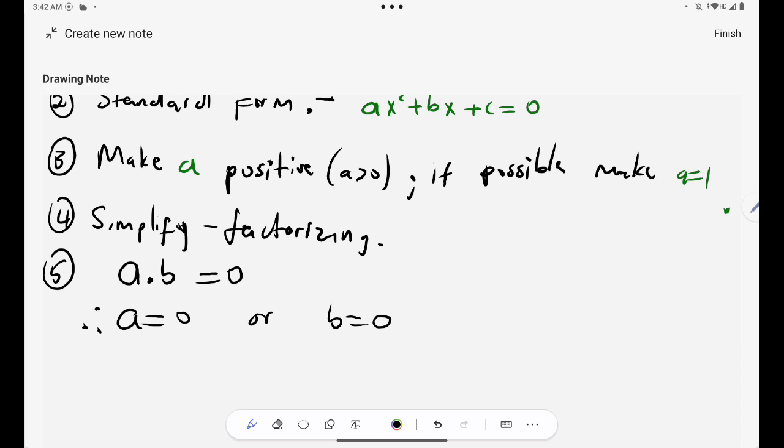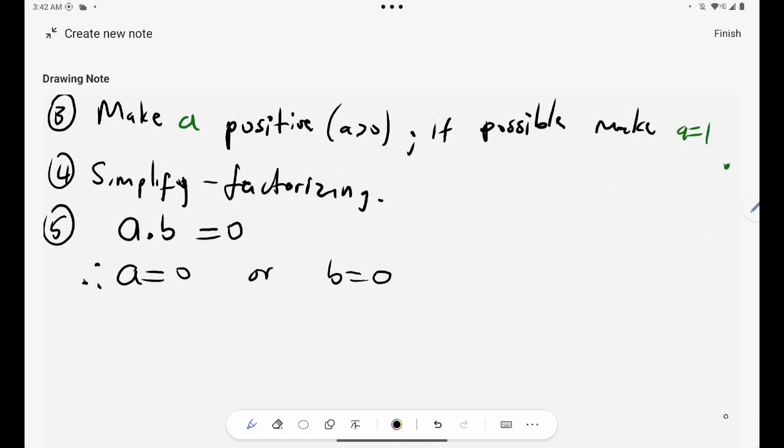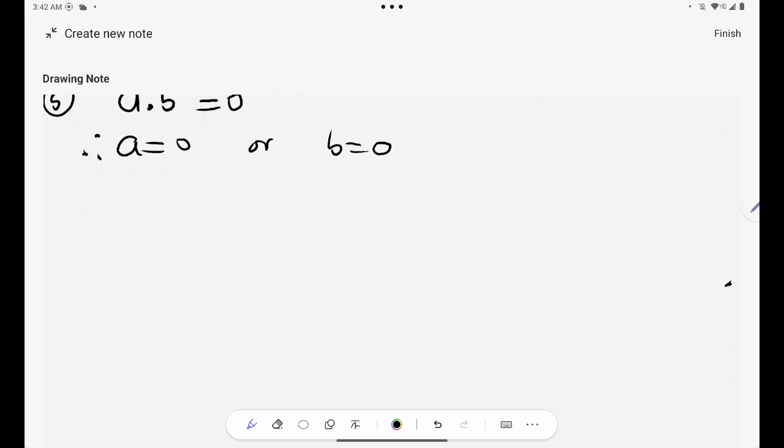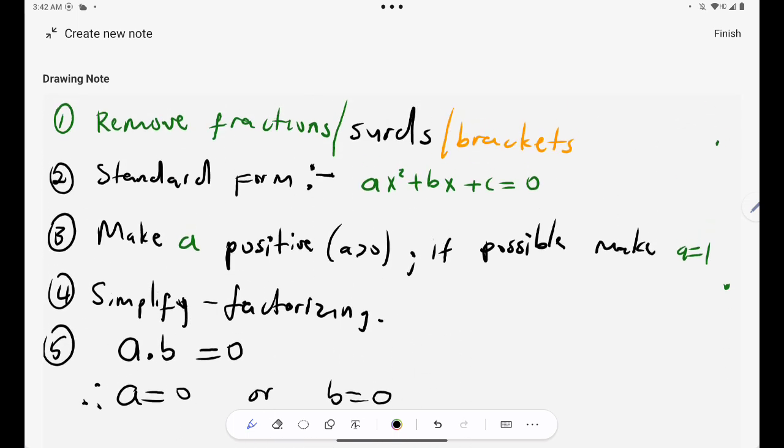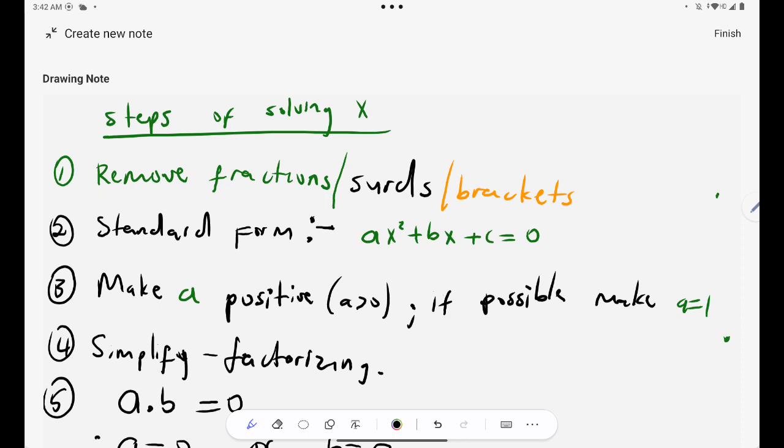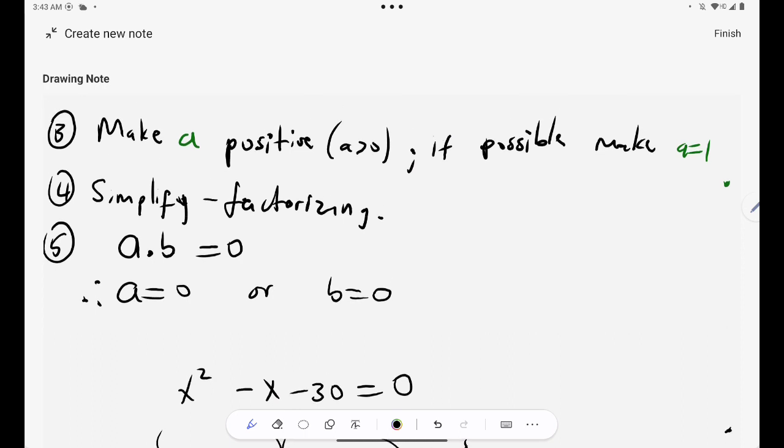Alright, together. So for example, let's say we have x squared minus x minus 30 is equal to 0. I'll check step by step. The first step says remove fractions, sets, and brackets. I don't have any of these. Then I move. The second step says put everything in standard form. Already everything is in standard form. I have everything on the left hand side and 0 on the right hand side.